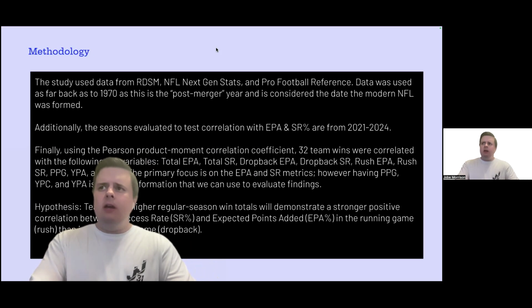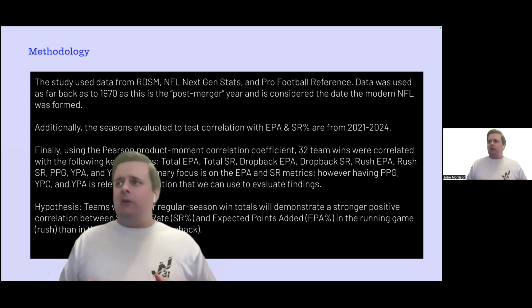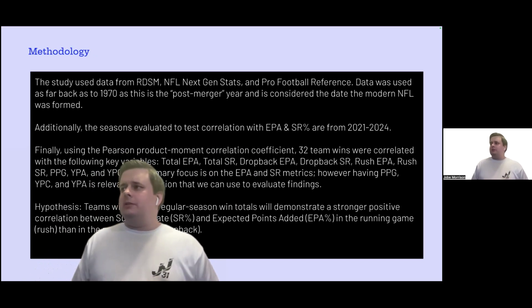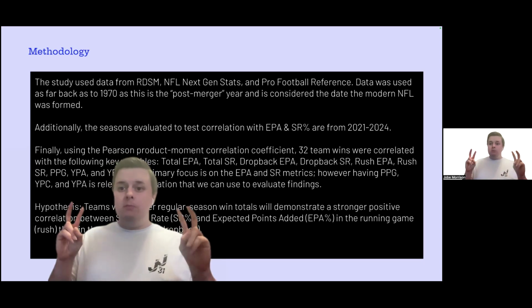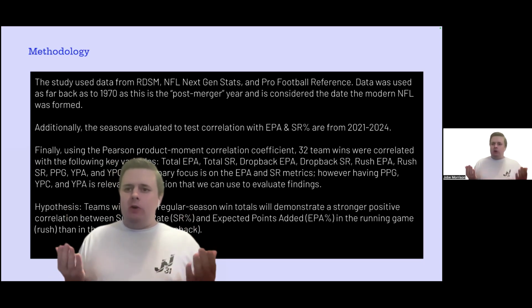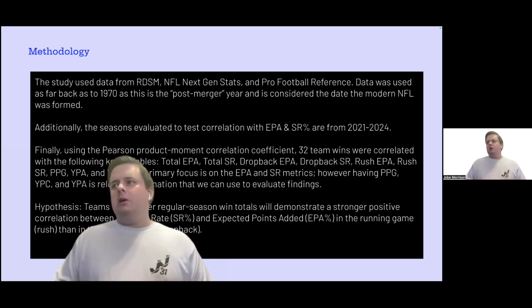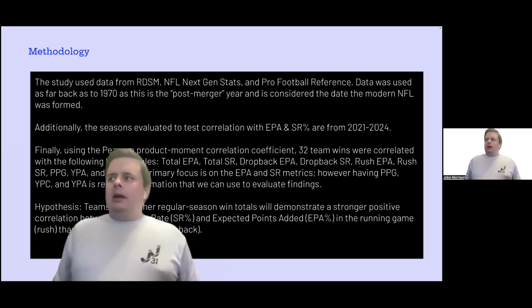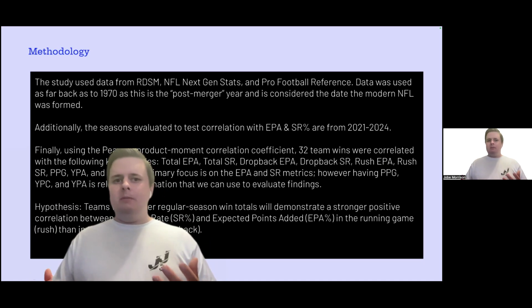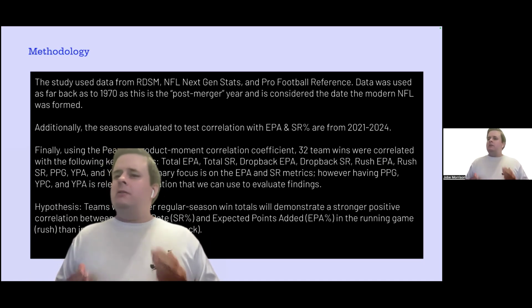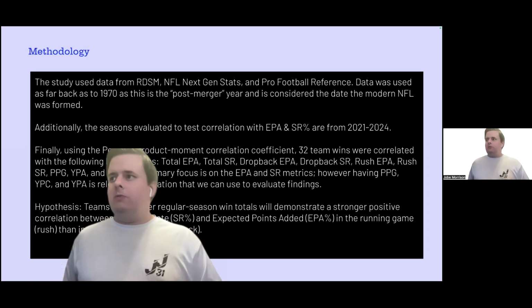For the methodology, we took data from RDSM, NFL Next Gen Stats, and Pro Football Reference. Data was used as far back as 1970, as this is considered the post-merger date. The AFL and NFL merged into what is the modern NFL in 1970, and that's where the Super Bowl comes into play with the AFC and the NFC now. When we're looking at that, we're looking at historical trends primarily, if we go back that far. But the main focus was looking at data from 2021 to 2024 and testing the correlation between the EPA and the success rate.